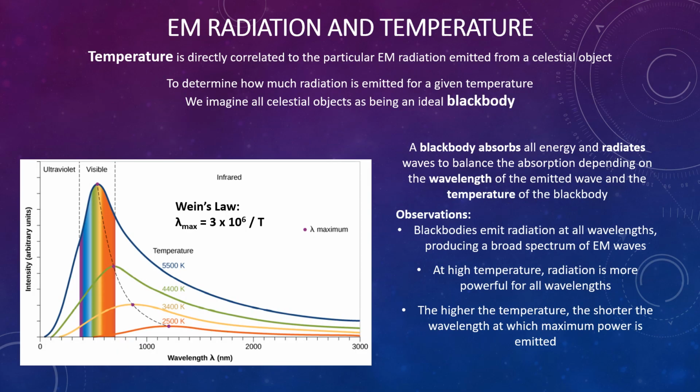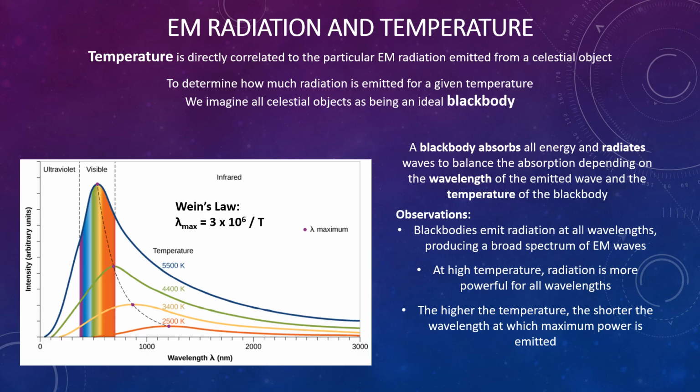So, one thing that's really useful about understanding electromagnetic radiation is that we can measure the temperature of distant objects. This is because temperature is directly correlated to the particular types of radiation being emitted by celestial objects and by how much they are emitting of that electromagnetic radiation. So we have to first imagine all celestial objects as being an ideal black body. They aren't perfect black bodies in nature, but we can consider them as being relatively close.